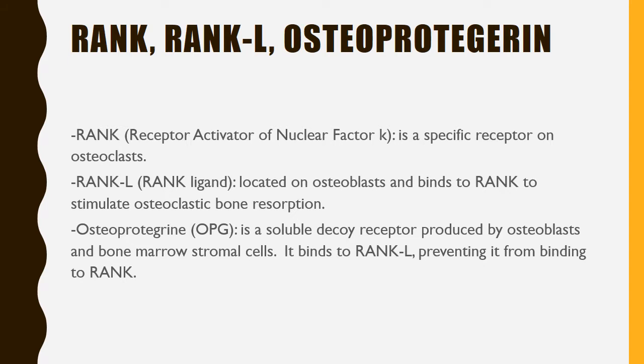Osteoprotegerin is a soluble decoy receptor produced by osteoblasts and bone marrow stromal cells. It binds to RANK ligand, preventing it from binding to RANK. So osteoprotegerin stimulates bone formation, whereas RANK ligand stimulates bone resorption. Bone resorption is driven by RANK ligand and is inhibited by osteoprotegerin.